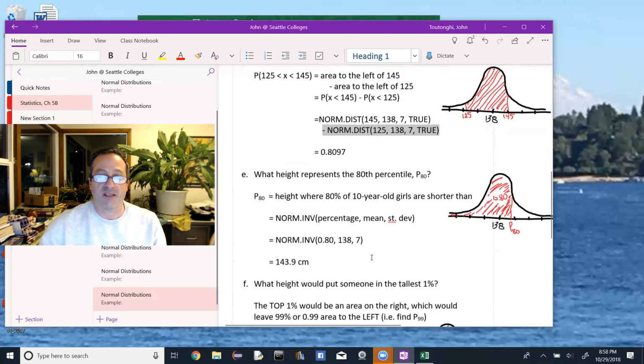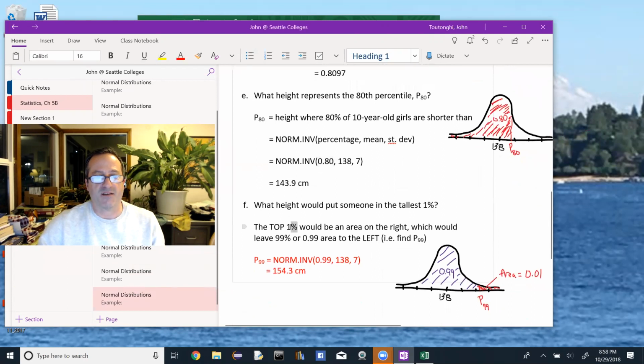And then we have inverse norm, or norm.inverse. Again, it's the same condition where the percentage that we type in is always the area or the probability to the left. So when we're looking for a percentile, that is the value, 0.80. But when we're looking for some top percent or the tallest 1%, then we have to take 1 minus the 1%, or 99%, as the area on the left. Okay, hopefully that helps, and good luck.